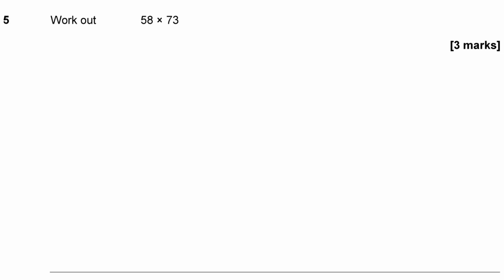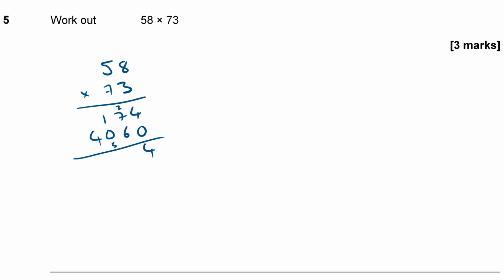Some students know the column method, which is great if you can understand it. 8 3s, 8, 16, 24, carry the 2, 5 3s are 15, and the 2 makes 17, add a 0, 8 7s are 56, 6 here, carry 5, 5 7s are 35, and the 5 make 40, and then add up: 4, 13, 2, 4. Okay, so I made that 4,234 using the column method.